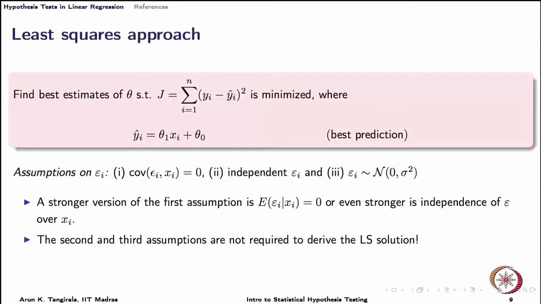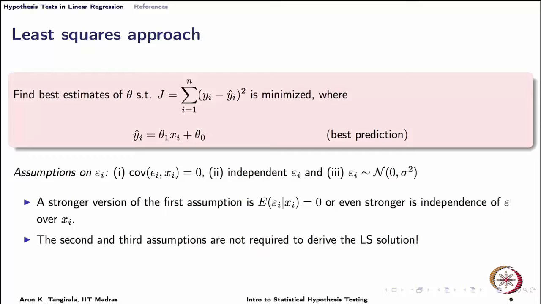And the third assumption that you would see is that epsilon I falls out of a Gaussian distribution of 0 mean and variance sigma square, or you can say sigma square I also, if you are looking at epsilons falling out of a different distribution, that is same distribution but different variance from observation to observation, that is also admissible. However, the assumptions number 2 and 3 are not required to derive the least square solution. Many a times in many texts this can be confusing.